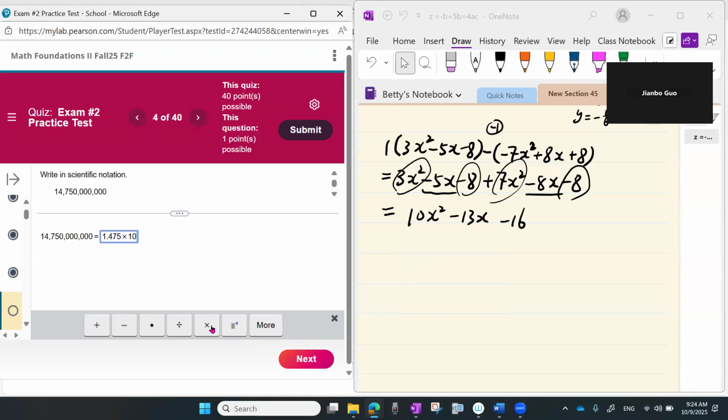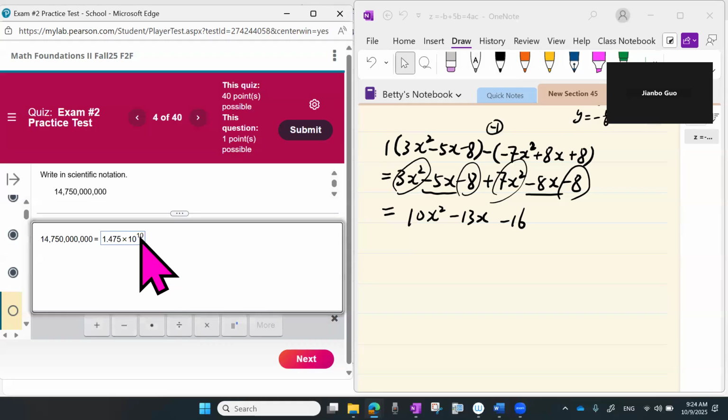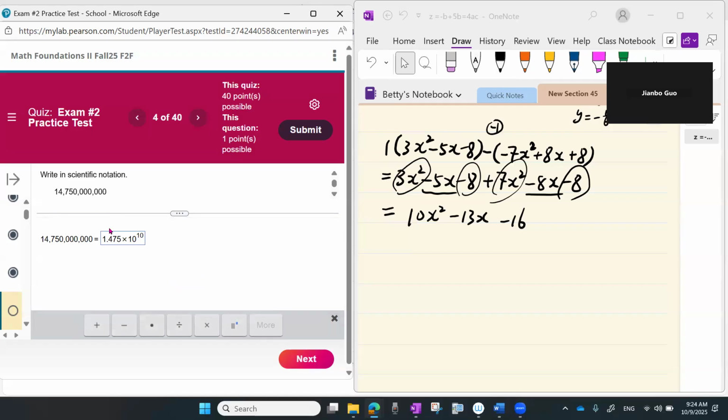Times 10 to the power of what? From the new decimal point of 1.475, we actually have 1, 2, 3, 4, 5, 6, 7, 8, 9, 10. Yeah, there are 10 decimal places between the original decimal point and the new decimal point. Because 475, that is 3 digits, and then we have 7 zeros, that is 10. All right, so that's the scientific notation for this very large number.